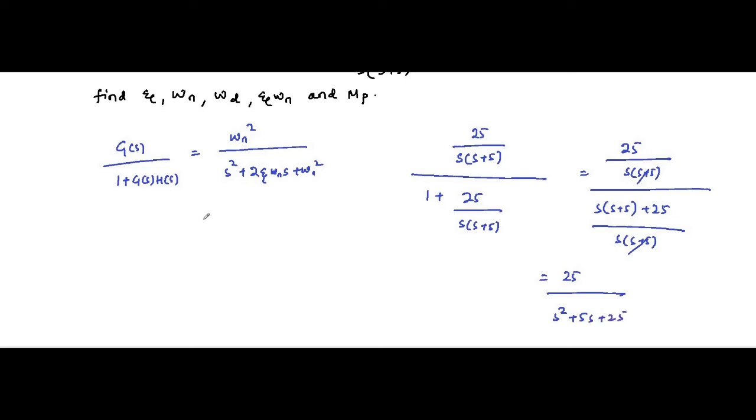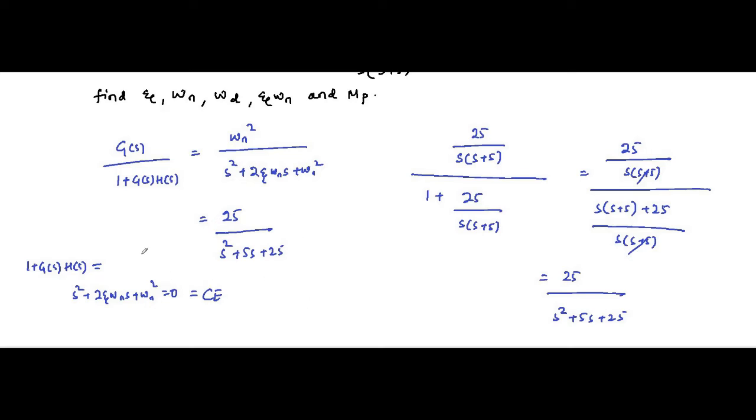So if we write this here, 25 by s square plus 5s plus 25, it is similar to this format here. It is the second order system, and this denominator is called the characteristic equation: 1 plus G(s)H(s) is equal to s square plus 2 zeta omega n s plus omega n square equal to 0. We have to determine the values of the undamped natural frequency omega n and the damping ratio.